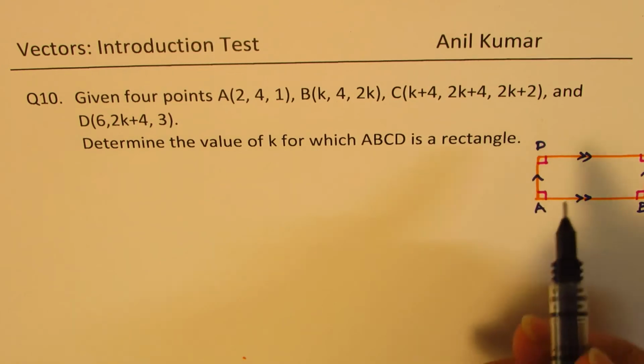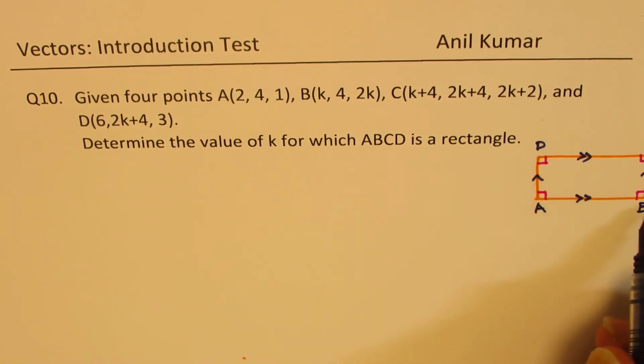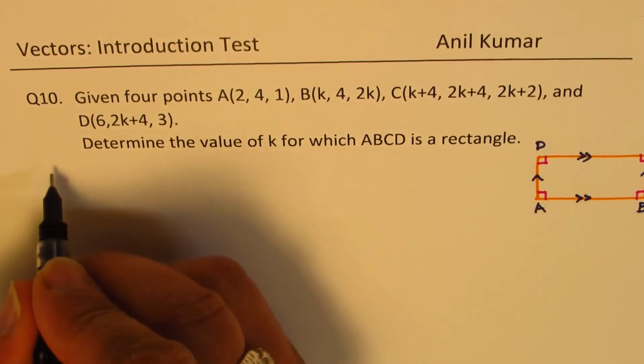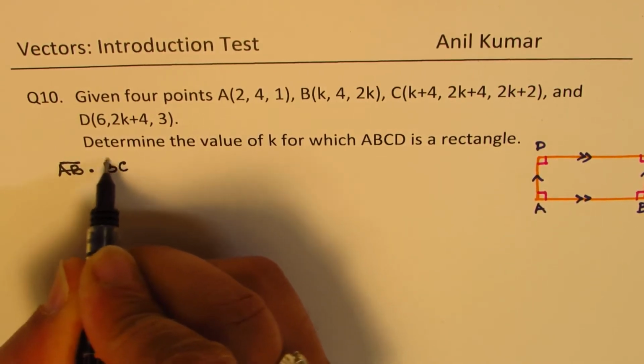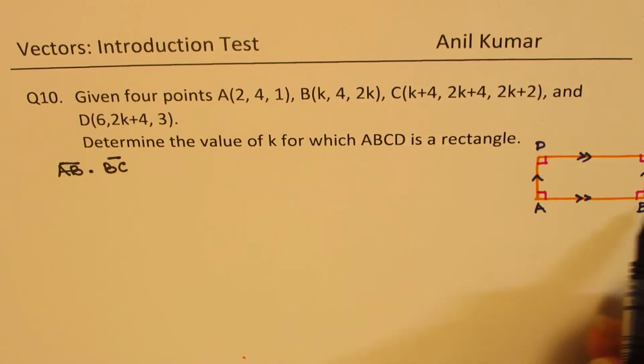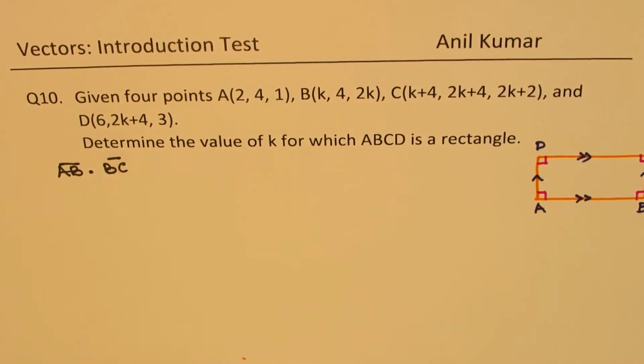Okay, so let's work on AB and BC. So let's do what AB dot BC equals. For a rectangle, AB dot BC should be equal to 0, right?